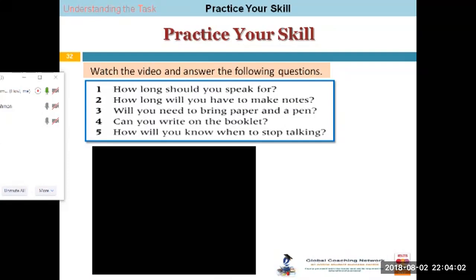Will you need to bring a paper and a pen? No, the examiner will provide it. Yes, sir. Can you write on the booklet? No, sir. No. The examiner has categorically asked you, please don't write anything on the booklet. Yes, sir. How will you know when to stop talking? The examiner will tell us, sir. Right?